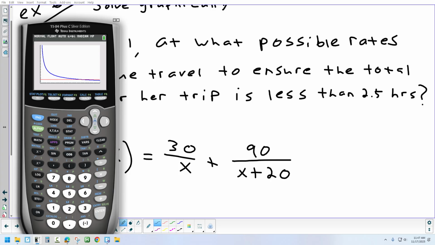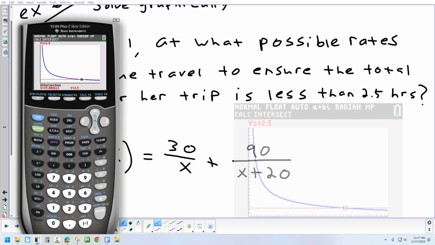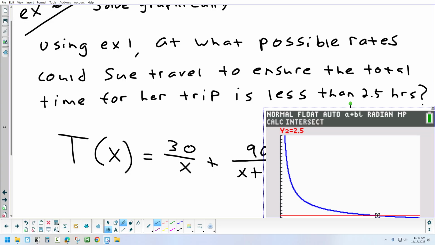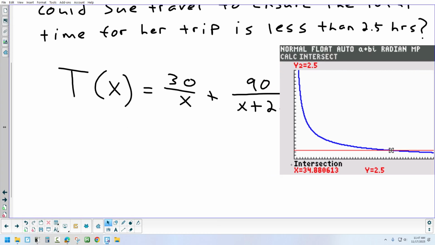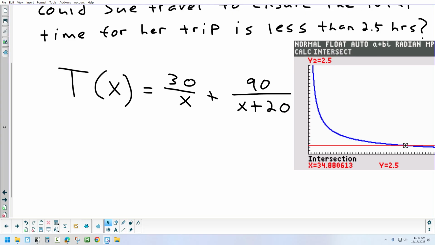There's 2.5. What do you think I would have to do now? Yeah? You'd have to find where they intersect and then everything below that. Got to find the intersect again. So if she wanted to complete the trip in exactly 2.5 hours, she would go 34.88 miles per hour.